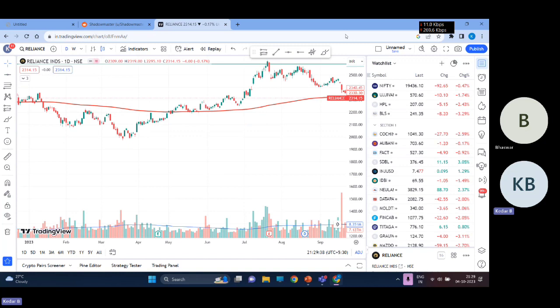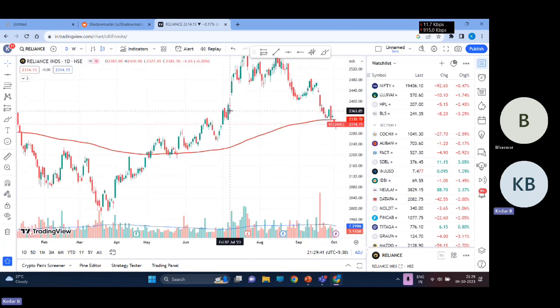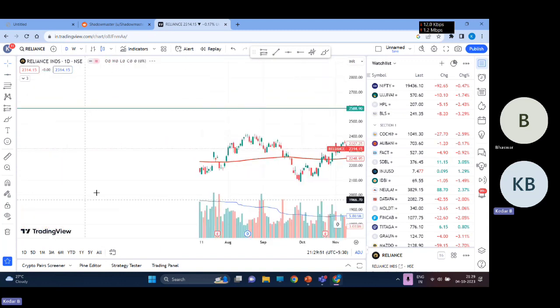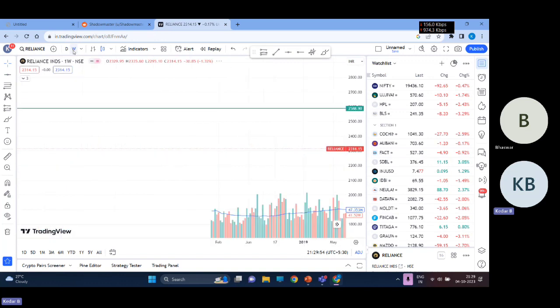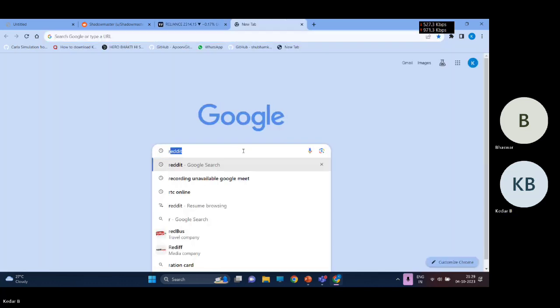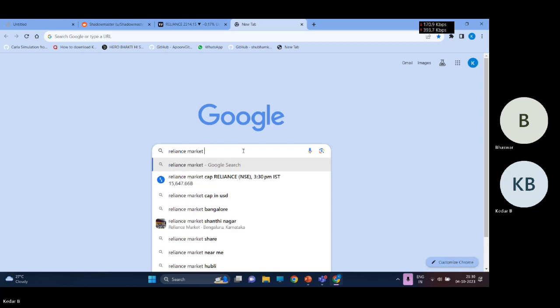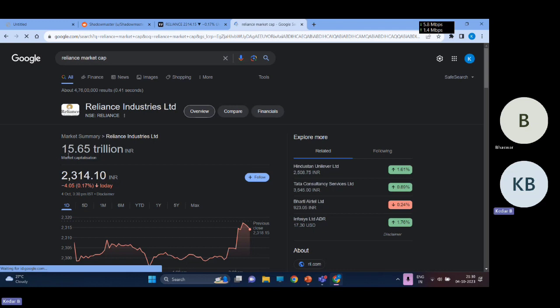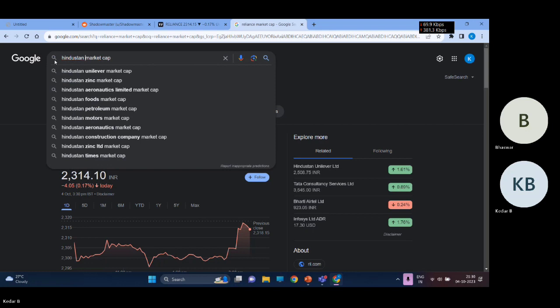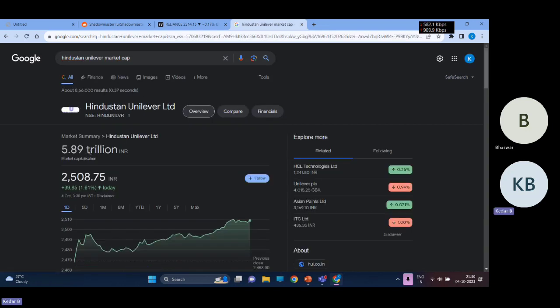On a daily chart, you can clearly see just 2% up in a day, even 3 point this much. This is such a slow and steady movement, because Reliance's market cap is 15.65 trillion. You can see here 15.65 trillion. Hindustan Unilever is 5.89 trillion. These are in trillions, which is why it takes so much. They struggle to move, man. They literally just struggle to move.